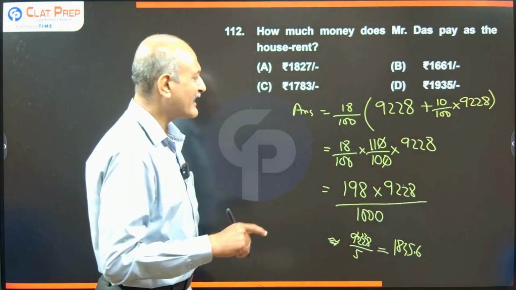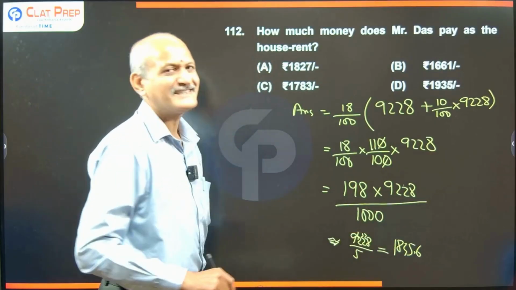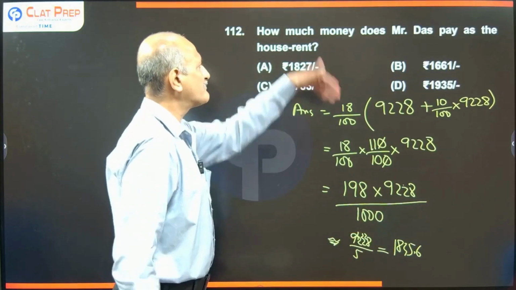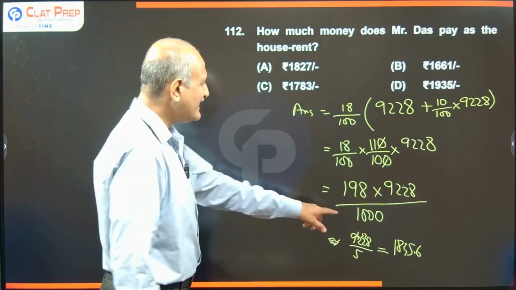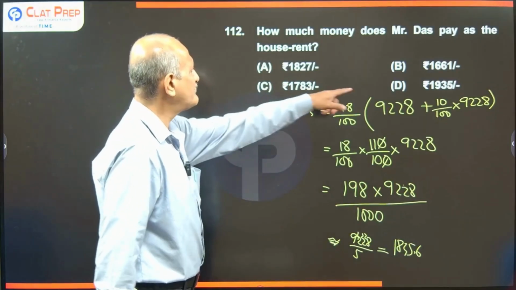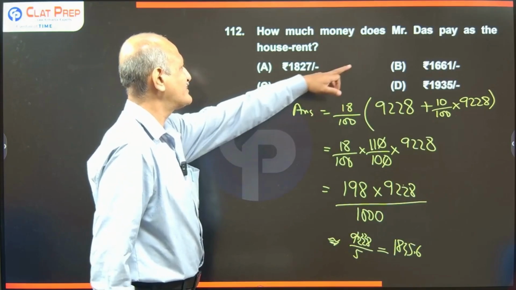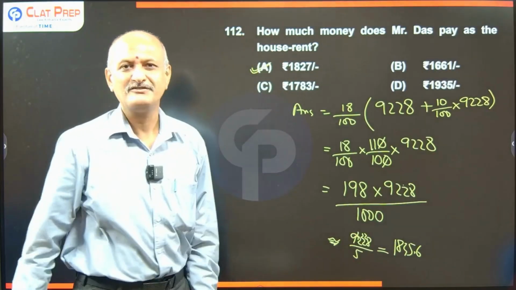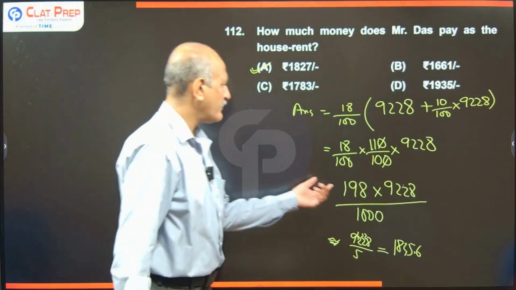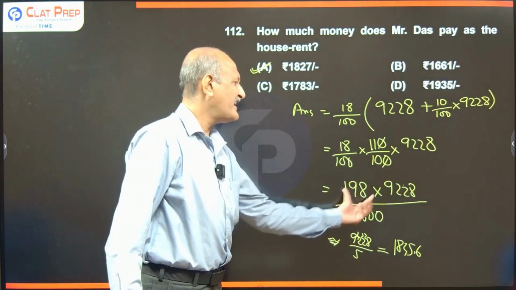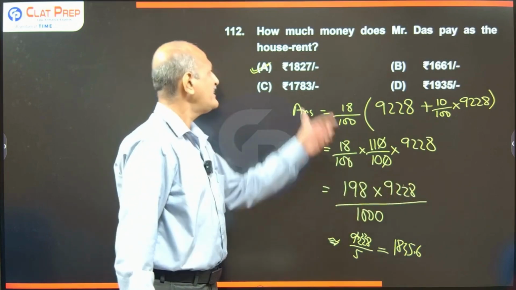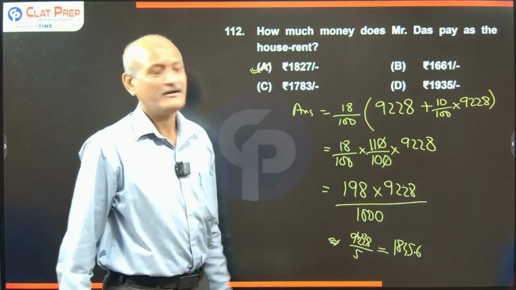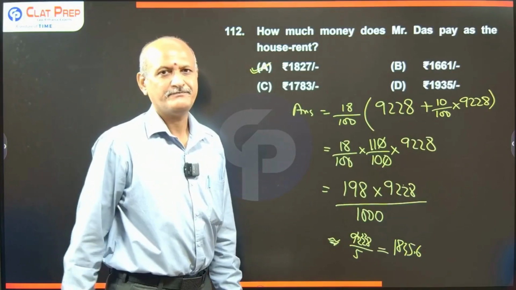So what should be my correct answer? It should be something slightly less than this one, 1845 here. Look at the options, slightly less than 1845. Observe, 1900s, no, 1700s, no, 1827. That's it. I can tell this one. Option A is the answer to this question. Of course, you could calculate this one, 198 into 9228 divided by 1000. It again comes very close to this 1827. That is the answer.